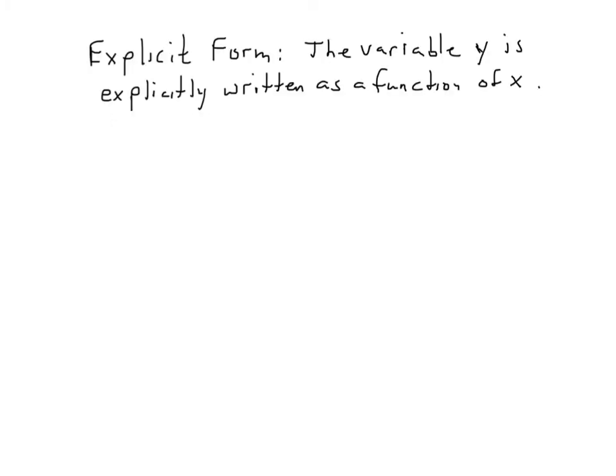Let's start out by defining what explicit form is, and then we'll see some examples of it. Explicit form means that the variable y is explicitly written as a function of x. In other words, the equation is written as y equals. So if I have something like y equals x squared minus 3x, that's an explicit form. Or y equals 1 over x. That is also an explicit form.